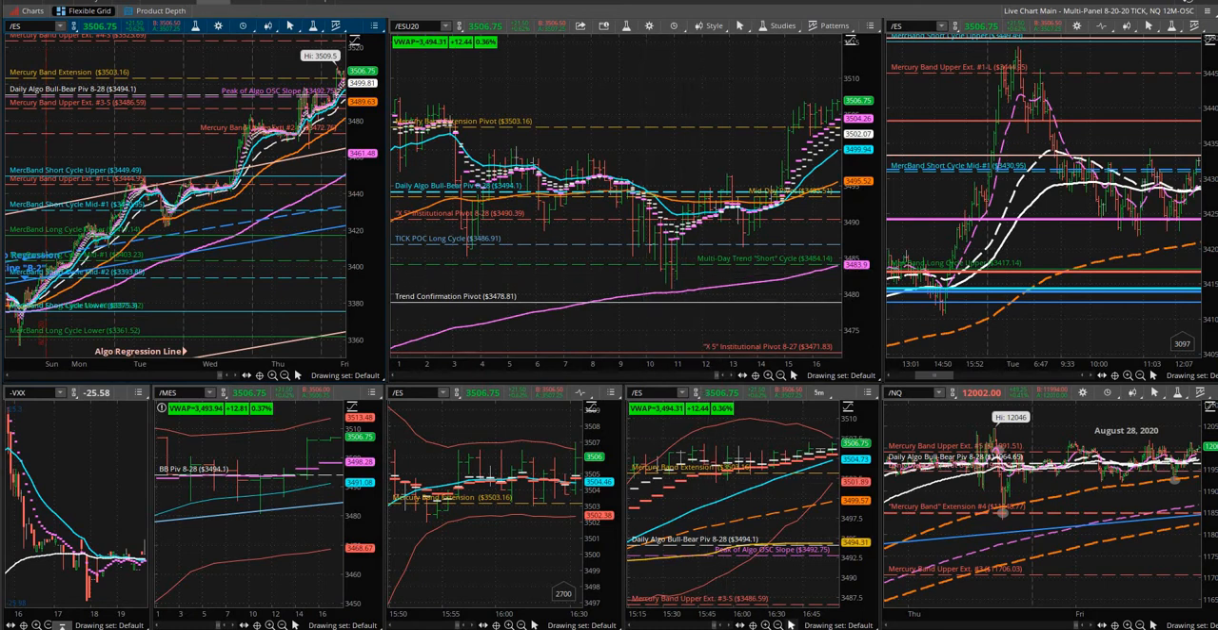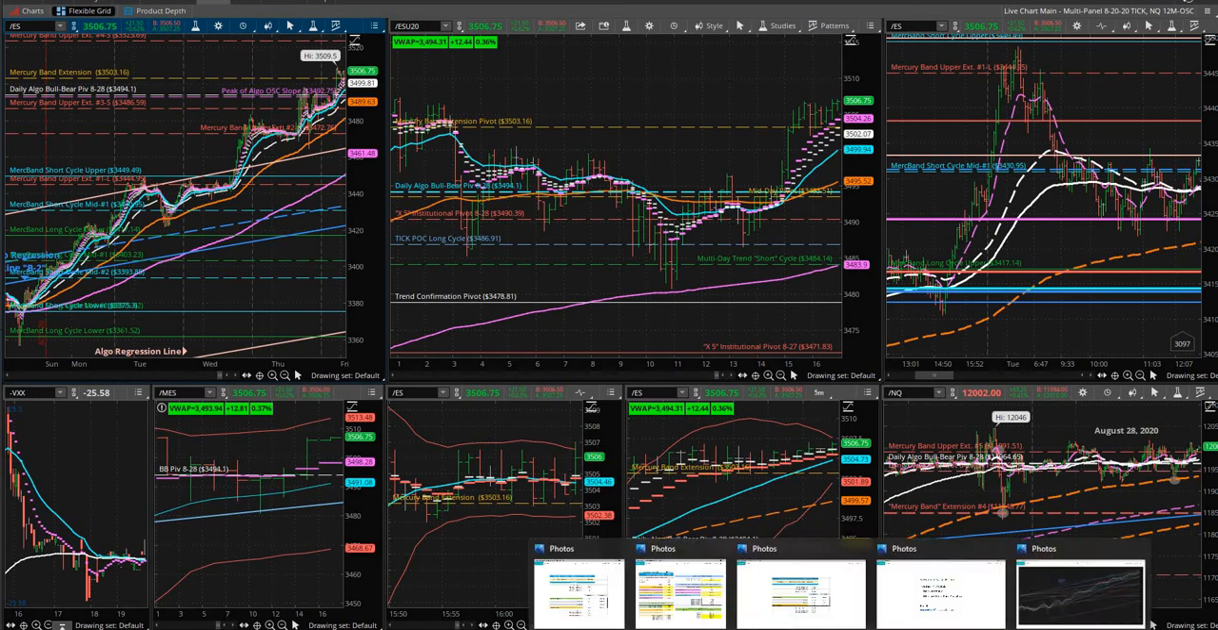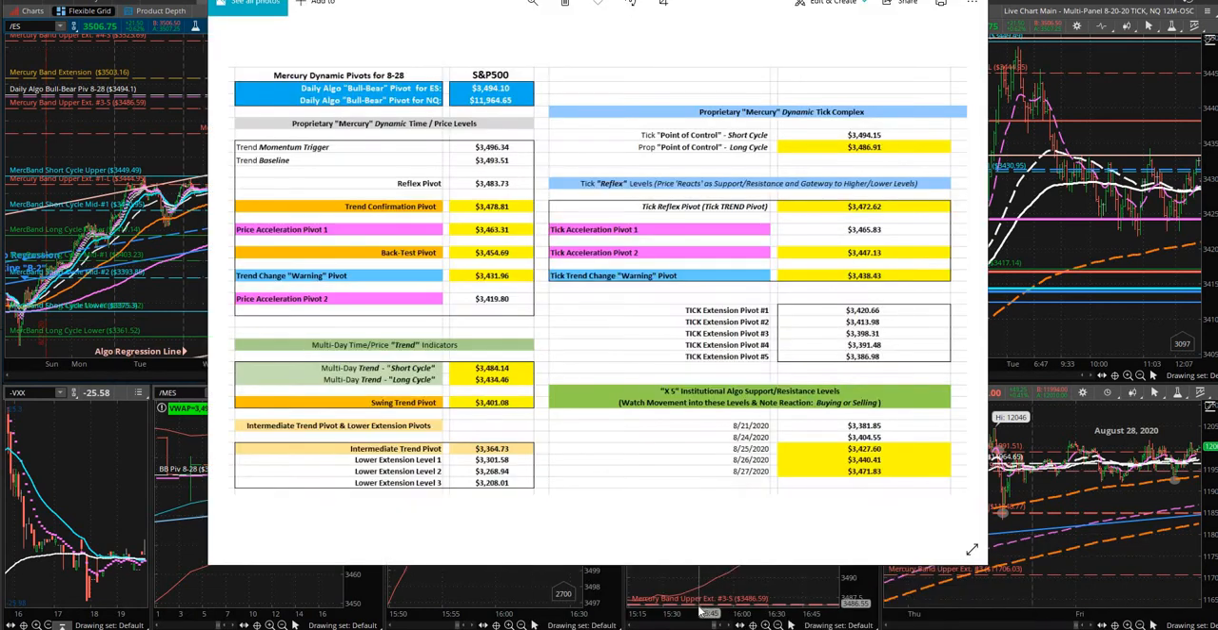And when we output this data, just like we do with the Mercury bands, we provide the data sheet to our members. And this is just the one from Friday the 28th. Now, we don't put all these levels on the chart. We run all these levels because when we run the algo in the morning, we don't know which are going to be the important ones that need to be put on the chart. But for example, we always put the trend confirmation pivot, the backtest pivot, these longer cycle algos, the swing trend pivot, as well as the X5 pivot.